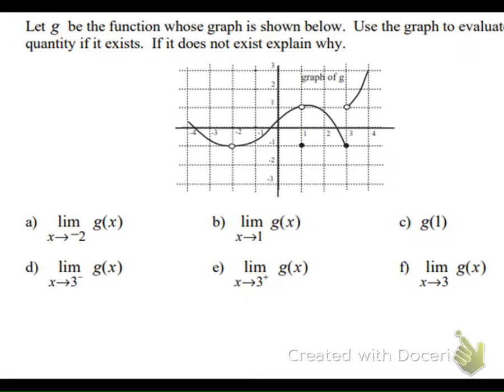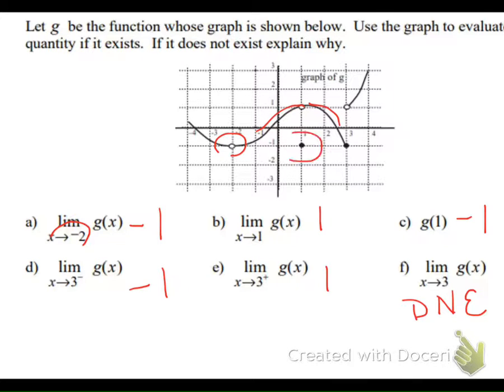Okay, try this one. Hit pause, and when you're done trying it, check your answers. Okay, let's see how you did. The limit as x approaches -2 is the height at -2, which is -1, or I should say it's the height it's approaching at -2, which is -1. The limit as x approaches 1 is 1. g of 1 is -1, the solid point.